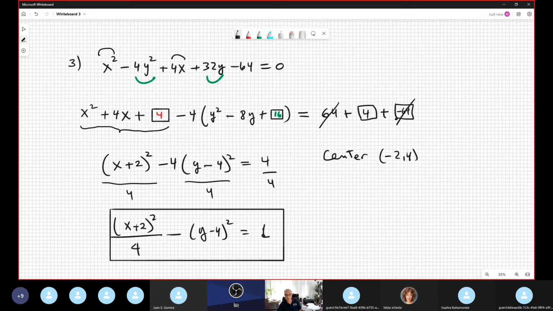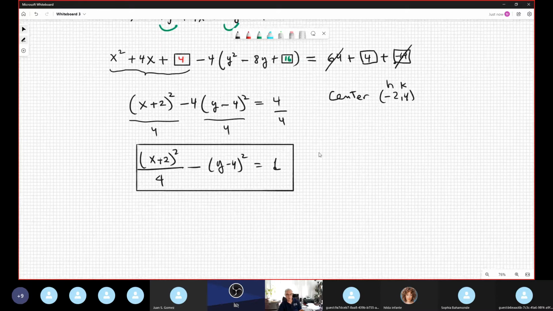Where I come from? This is h and this is k. Look, this is h. Let me compare with the general standard. General standard says x minus h squared over a squared. Remember, in the hyperbola, a is not the bigger. No, a is the positive. Minus y minus k squared over b squared equal 1.